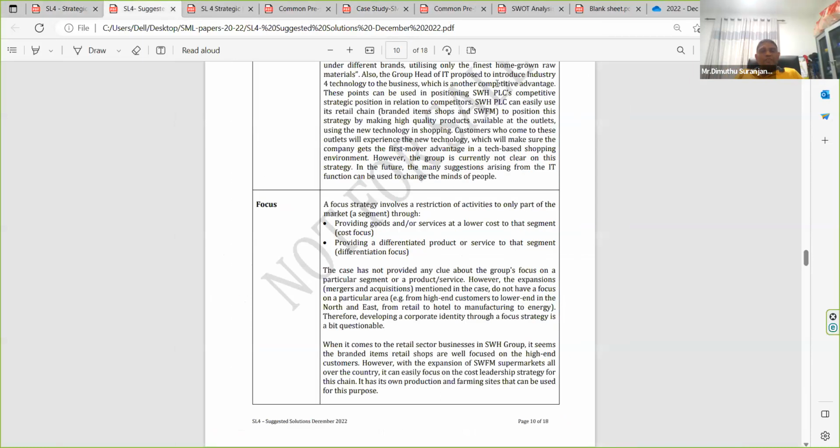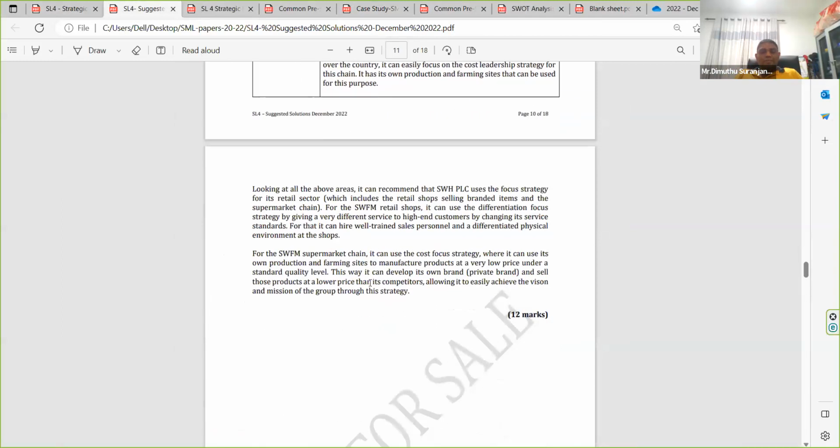The examiner may say cost focus, right? Now see what he said. Yes, your point is correct. The examiner says cost focus. He has an argument, guys. What is the argument he says? So I have an argument, and based on that I say, no, it's not a cost focus strategy.